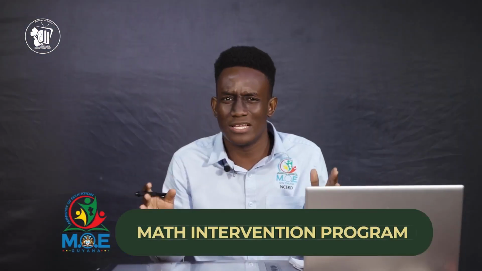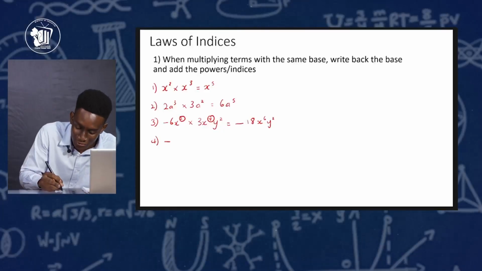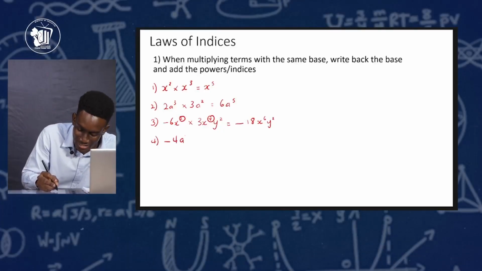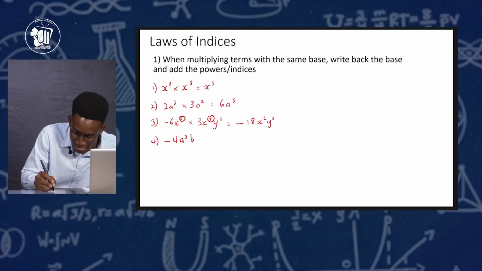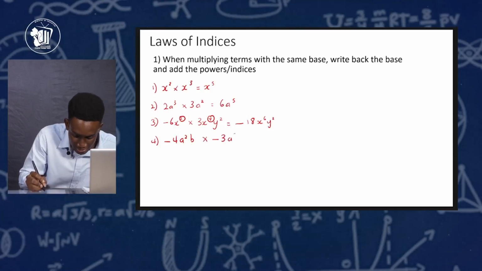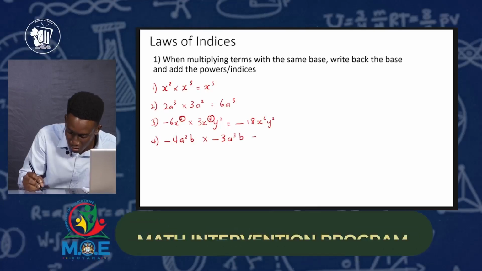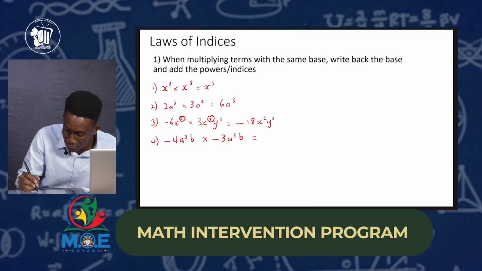So let's add in another example just to cement this concept. Let's take things a bit further. Let's say we have negative 4a to the second b multiplied by negative 3a to the third b.